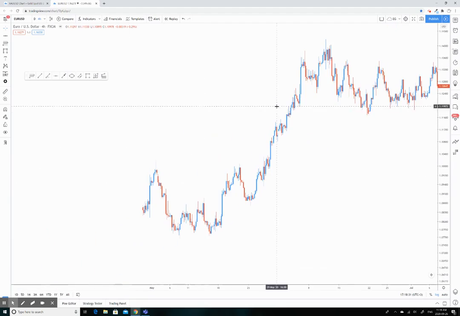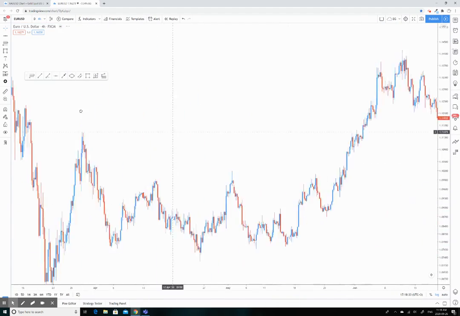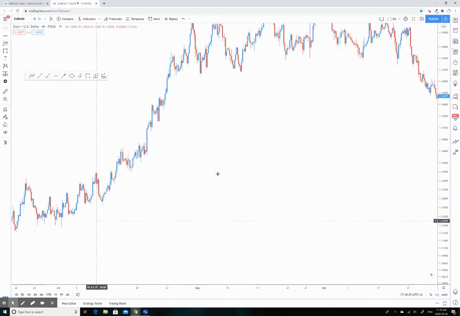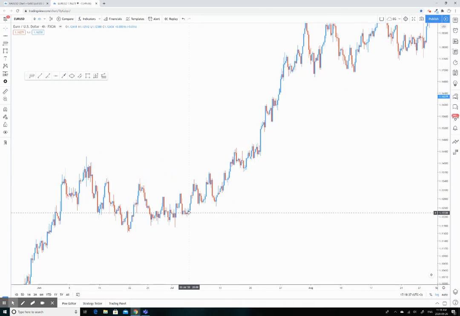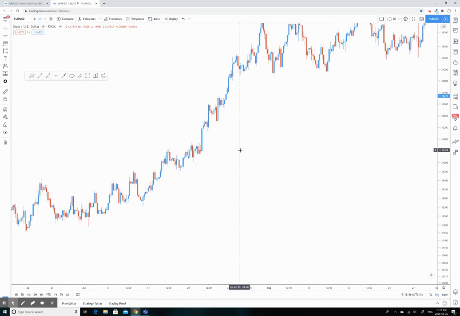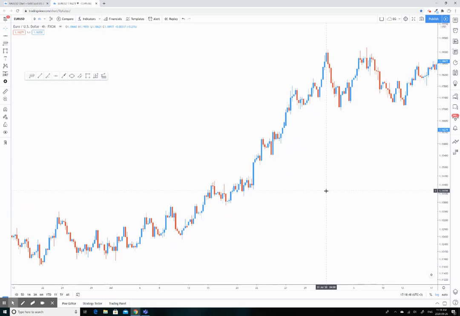I keep mine all black now. I used to have all the colors, but I just don't really do that anymore. I find the black so much sharper and easier to see, and I only work with one level anyway. So the way I use fibs, I'm on the 4-hour chart. I'm going to zoom you in.